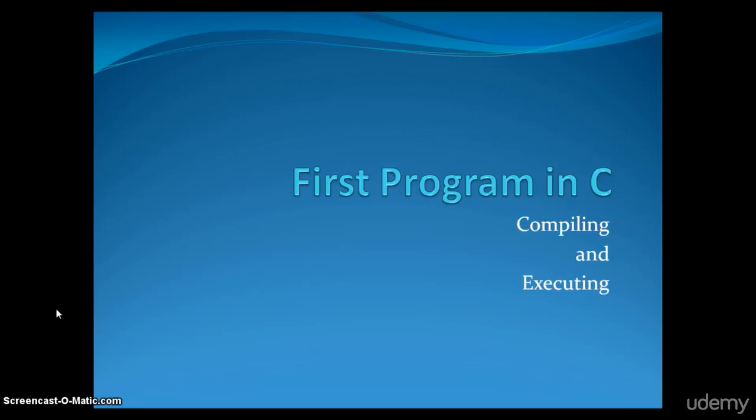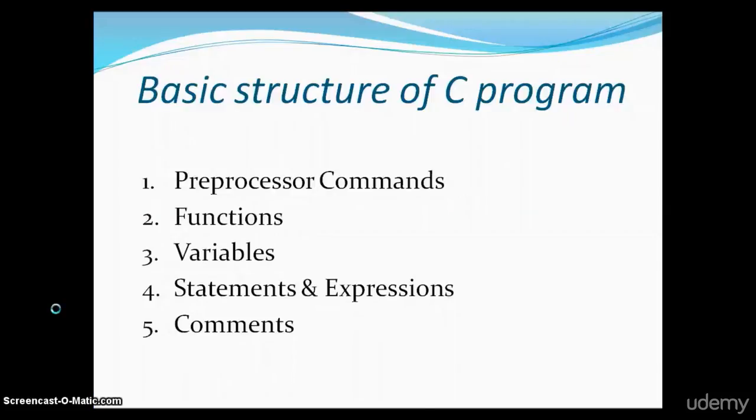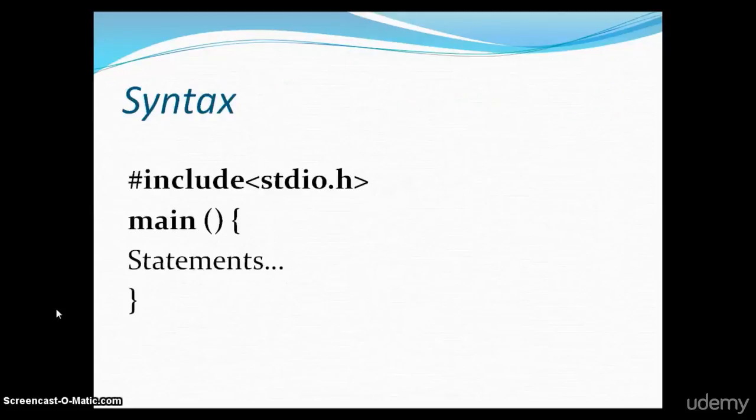Let us look into our first program in C. The basic structure of a C program consists of preprocessor commands, functions, variables, statements and expressions, and comments. This is how the syntax of a basic C program looks.